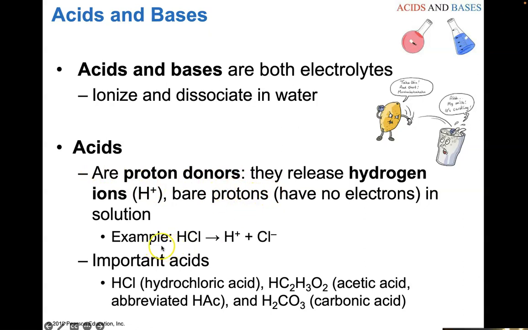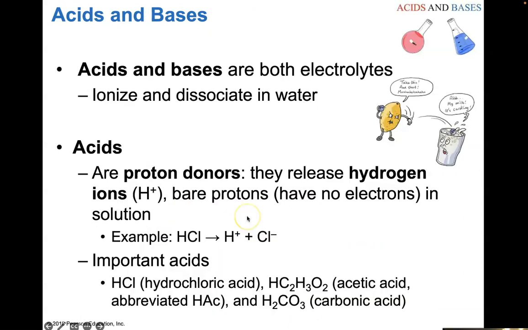So for example, if you take hydrochloric acid in water, it can dissociate into hydrogen ions and chloride ions. And it's these hydrogen ions that make things more acidic, okay? So important acids, especially in the stomach, we have hydrochloric acid in the stomach. Acetic acid is actually our vinegar. And then carbonic acid is going to be really important for our blood chemistry, okay?